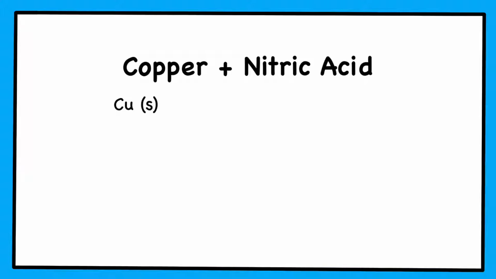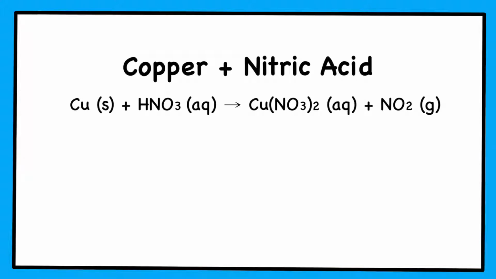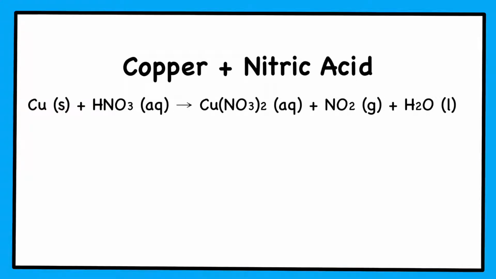So we write copper, Cu(s), plus HNO3 aqueous as our reactants. You might originally think this is a single replacement reaction since we are given an individual element and a compound. But the sad truth is stuff is seldom as easy in chemistry. In this reaction we actually produce three products. Our products produced are Cu(NO3)2, or copper(II) nitrate, aqueous, plus NO2 gas, plus H2O liquid.